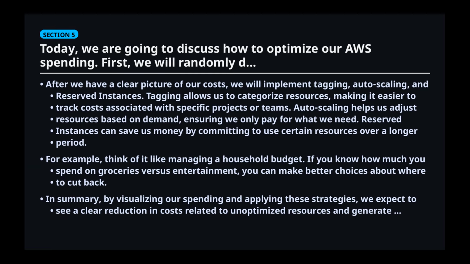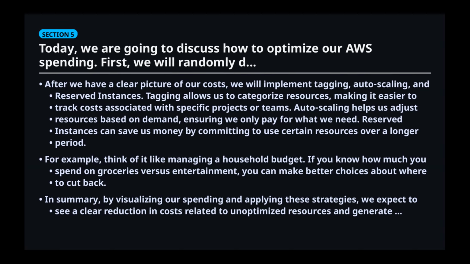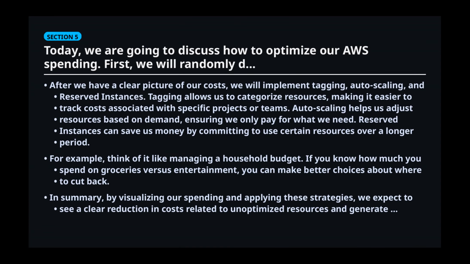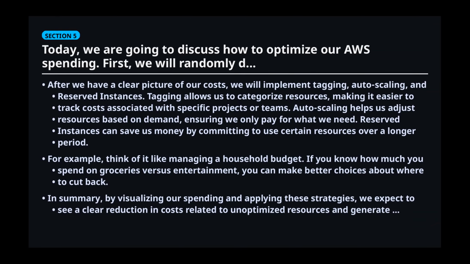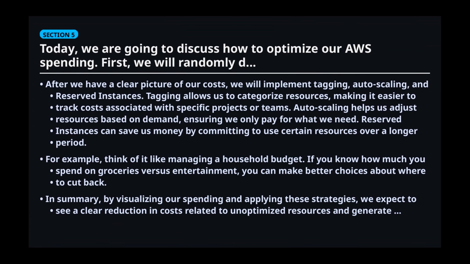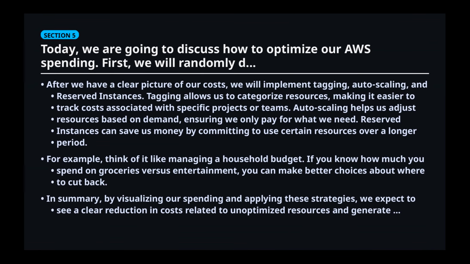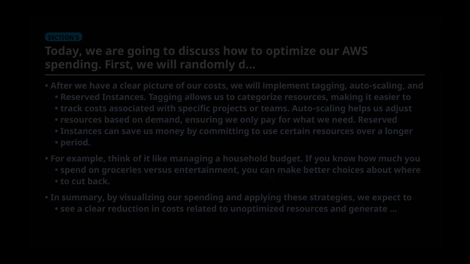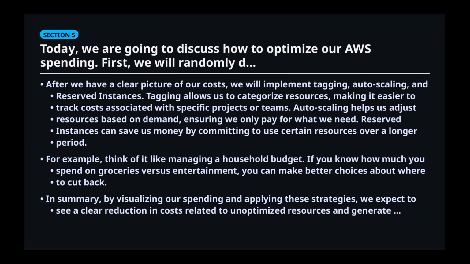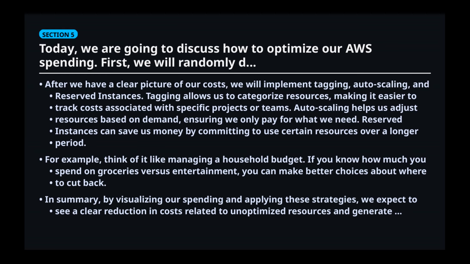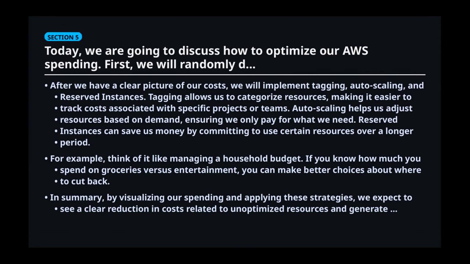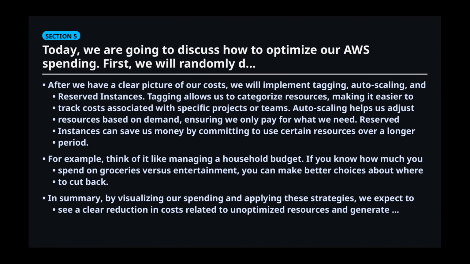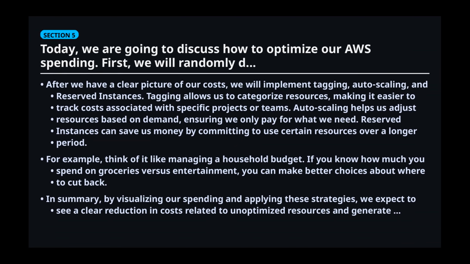For example, think of it like managing a household budget. If you know how much you spend on groceries versus entertainment, you can make better choices about where to cut back. In summary, by visualizing our spending and applying these strategies, we expect to see a clear reduction in costs related to unoptimized resources and generate accountability reports based on our tagging system.